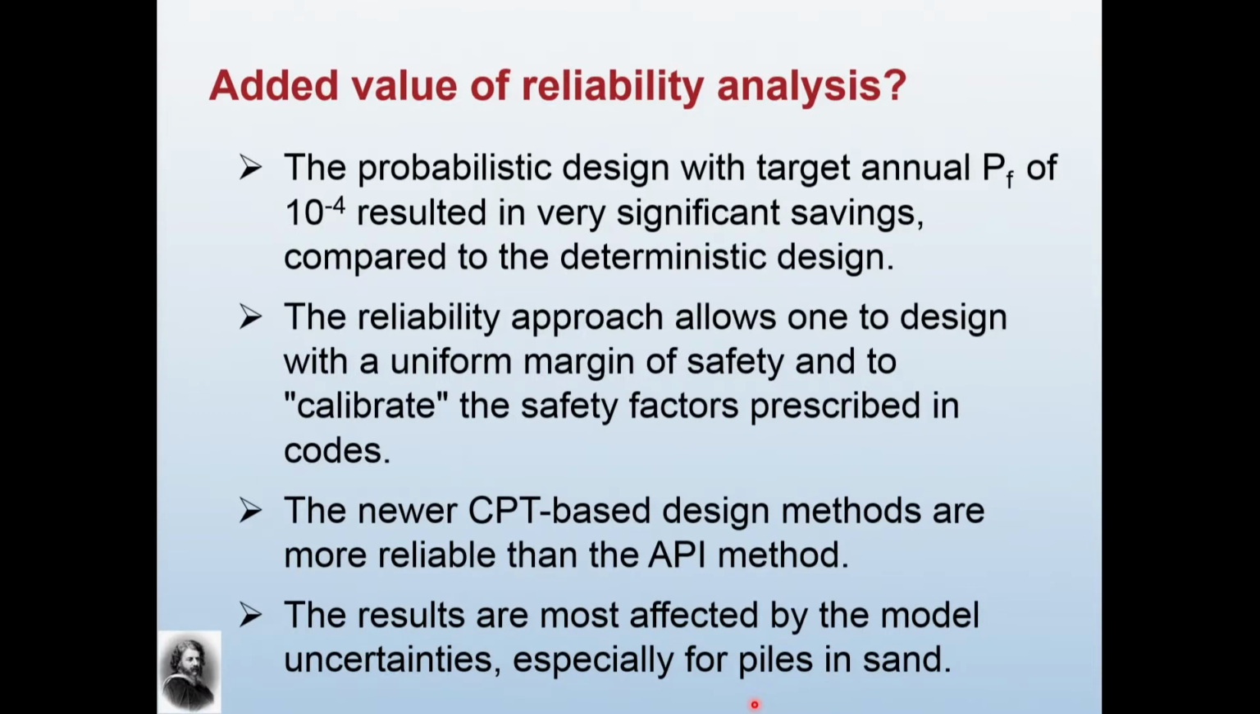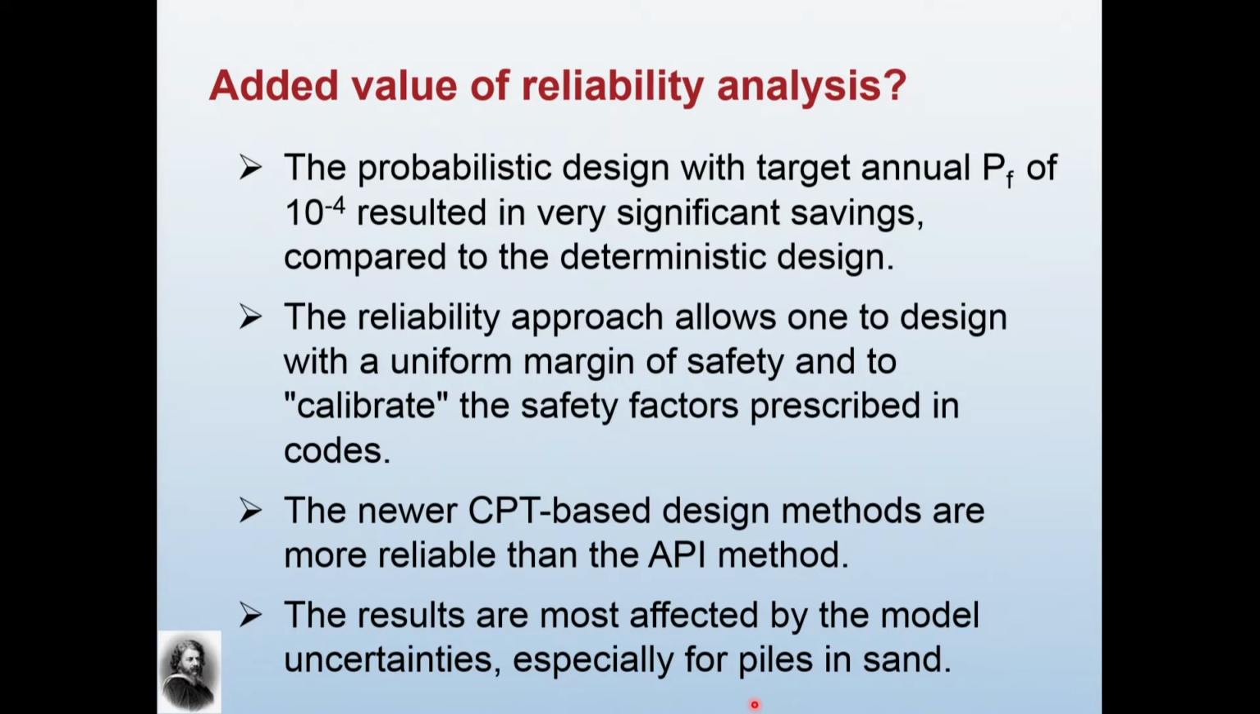But it just showed that when we can document that the probability of failure is less than 10 to the minus 4 per year, the authorities accept the design. The added value of the reliability analysis, the annual probability of failure of 10 to the minus 4, gave significant savings compared to the deterministic design.